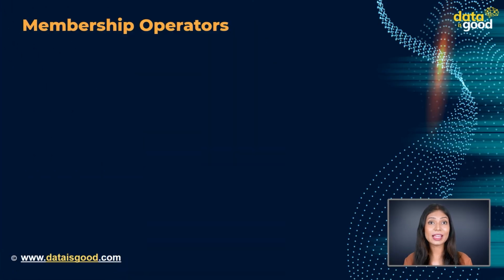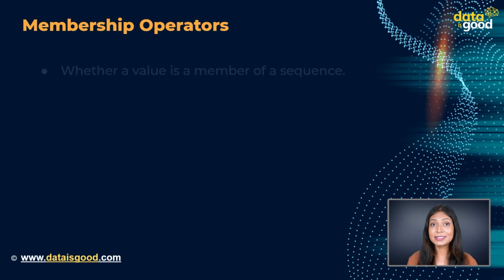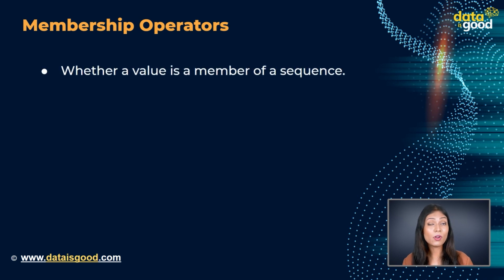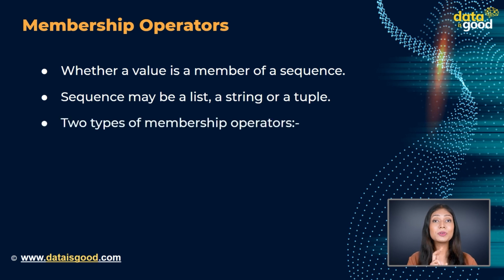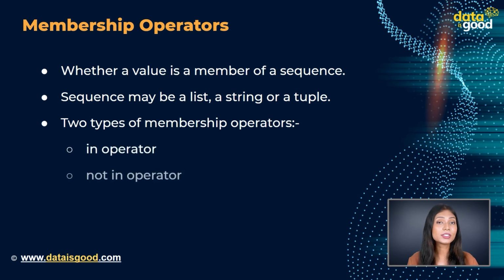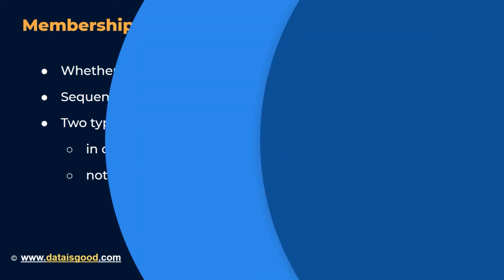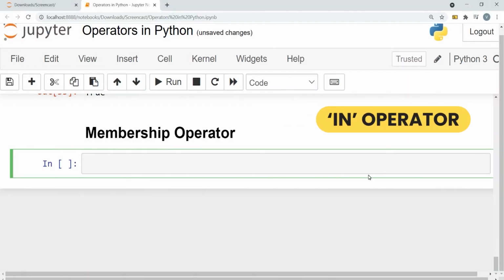Now let us move ahead and learn about the next Python operator, and that is the Python membership operator. Python membership operator tests whether a value is a member of a sequence. The sequence may be a list, it could be a string or a tuple. And there are two membership operators, in operator and not in operator. Let us begin with the in operator. In operator checks if a value is a member of a sequence or not.